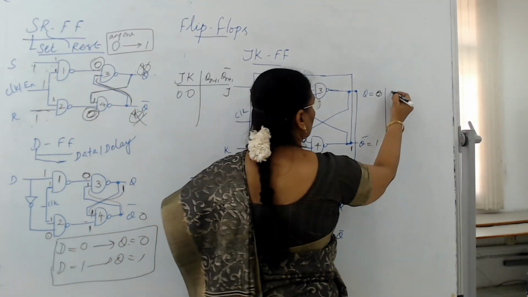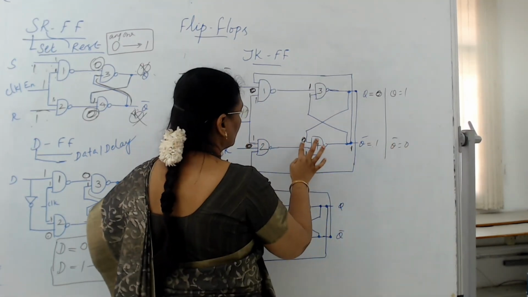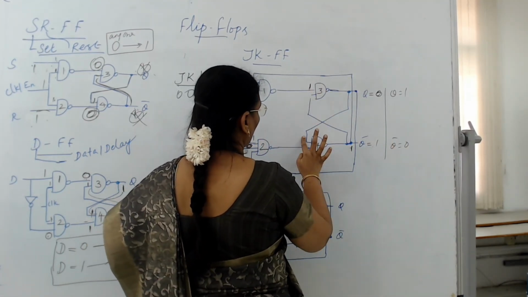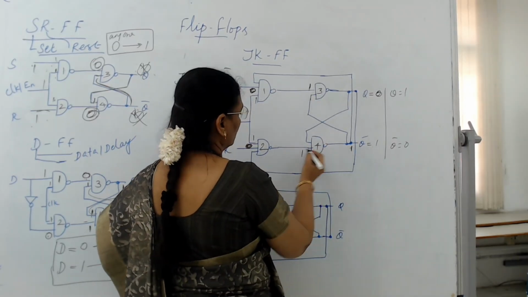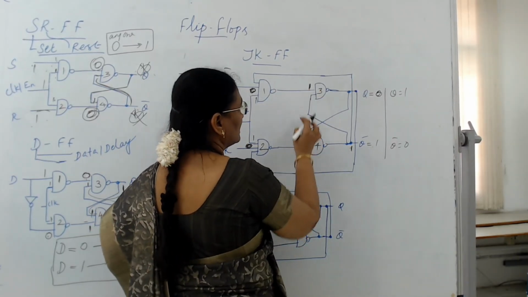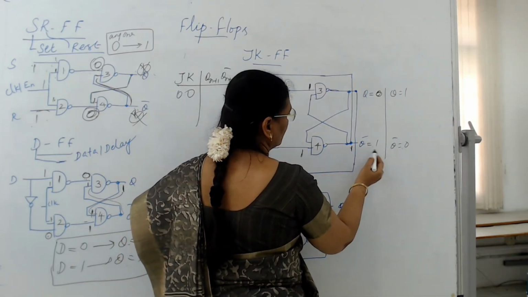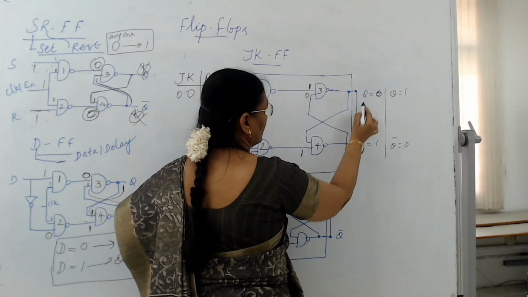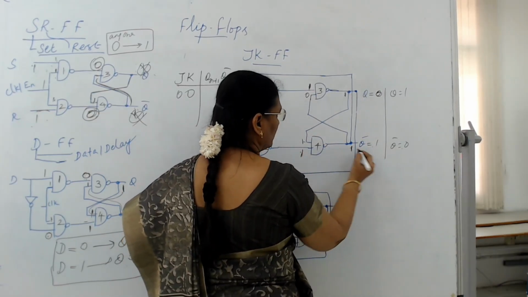Suppose you assume Q is equal to 1 and Q bar is equal to 0, then in that case, here the inputs for this third and fourth NAND gate are 1, 1. So it is depending on the previous case. If it is 0, then this 0 will be given here and 1, 0, here it is 1. So this 1 will be given, 1, 1, it will become 0.